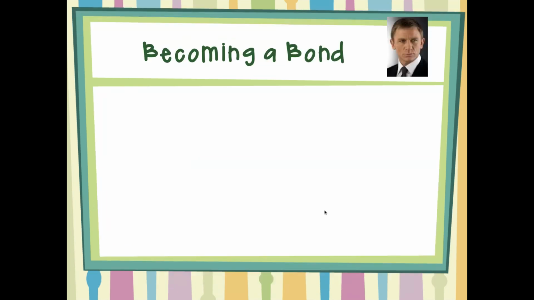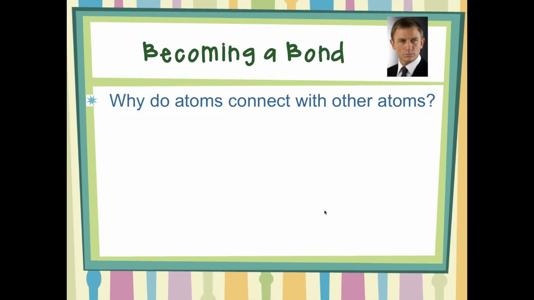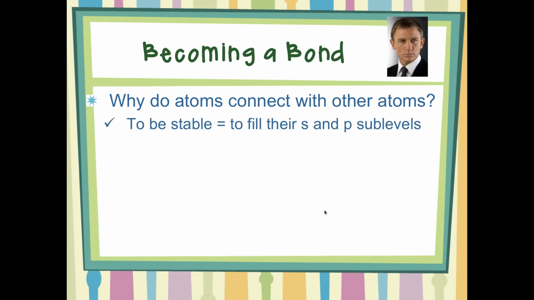So the whole point of today is thinking about where that bond comes from. So how do we make a bond? Why do atoms connect with other atoms? Why don't they just stay separate? Why does that happen? Well, the simplest answer is it's to be stable. But now we can be a little more specific about what that means.